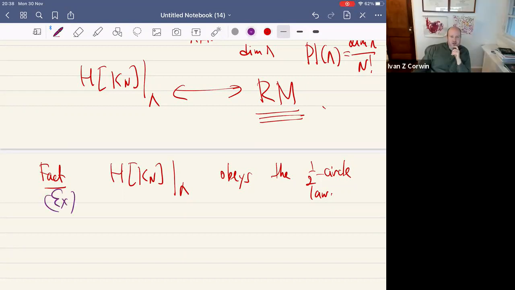Sasha, I have a question. Just the notation, so H, Kn, and then bar lambda. What does that mean exactly?